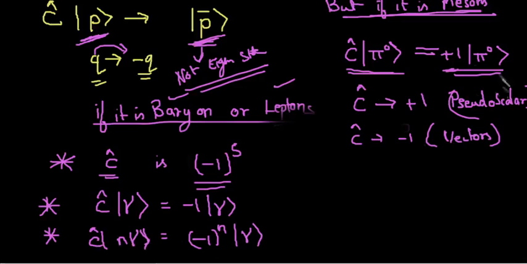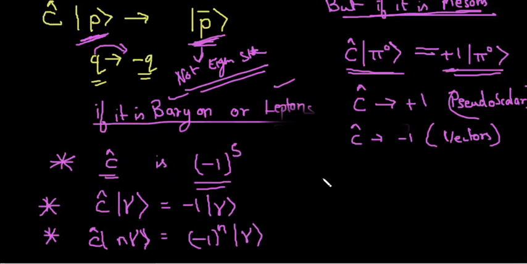Then for the mesons, you need to remember minus 1 to the power L plus S. Charge conjugation will be positive for the pseudoscalars and negative for the vectors. Parity is negative for both pseudoscalar and vector, but charge conjugation is different. It is 1 for pseudoscalar, and for vectors it is minus 1.